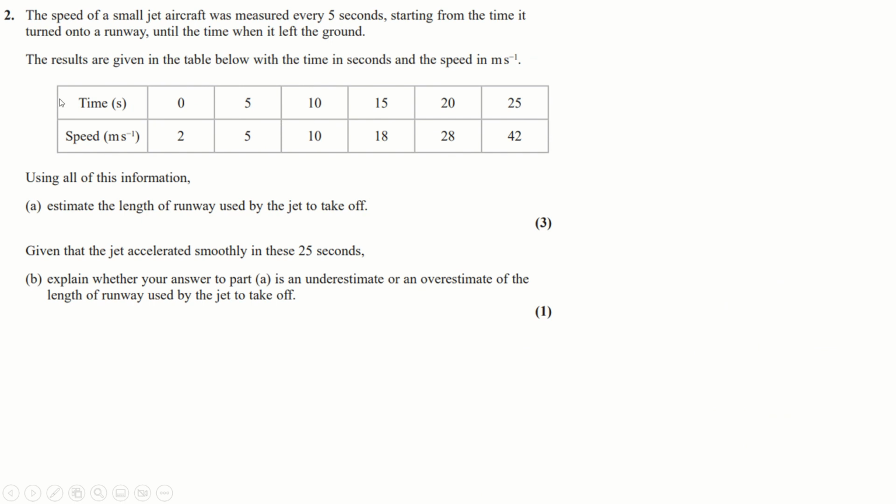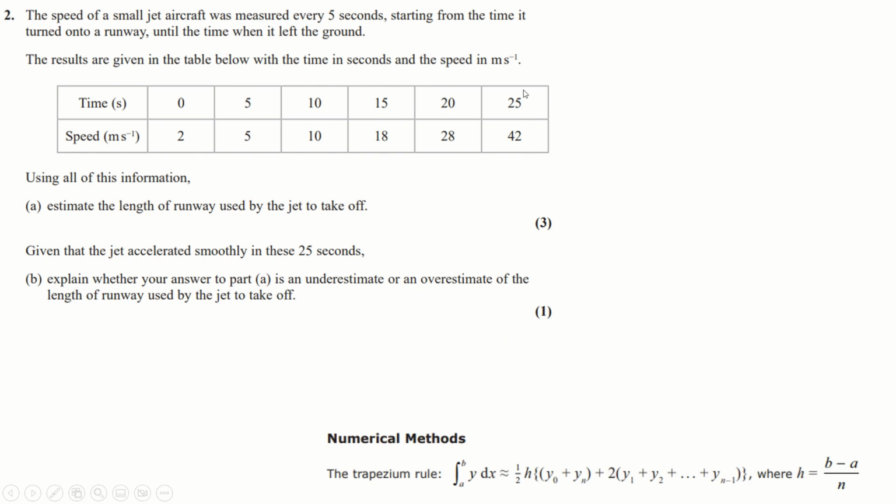Now, if you imagine this as a graph with time on the x-axis and speed on the y-axis, that's a speed-time graph, and the area underneath the speed-time graph is the distance, which will therefore be the length of the runway. So if we imagine this as a graph, we're going to work out the area underneath it, which of course just means doing the trapezium rule, which is in the formula book.